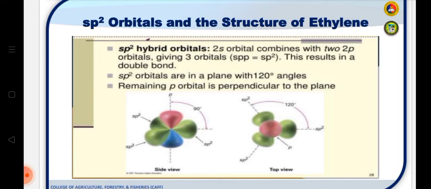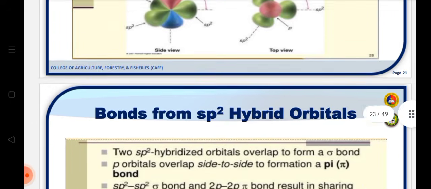So the leftover p orbital forms a pi bond. Familiar mo pi sa math, di ba? So pi, or pi bond, is a double bond. Katong sigma bond na akong giingon kanina, single bond ang ma-form ato. Pero sa pi bond, it forms a double bond between carbon atoms.